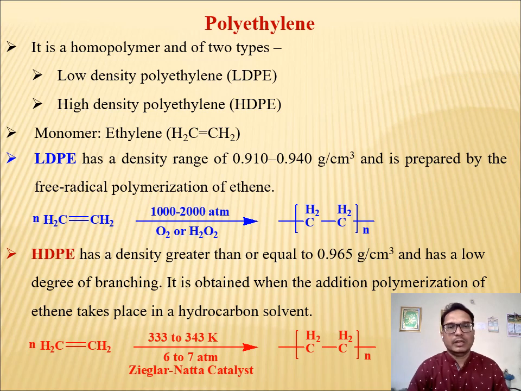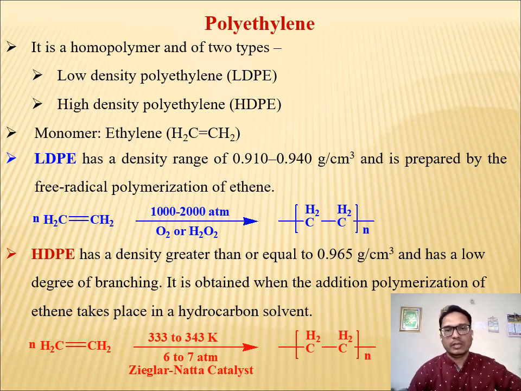The first polymer is polyethylene, and it is made from the monomer ethylene, that is CH2=CH2. It has two types and it is an example of a homopolymer. The first type of polyethylene is called LDPE, that is low density polyethylene, and the second type is HDPE, that is high density polyethylene.